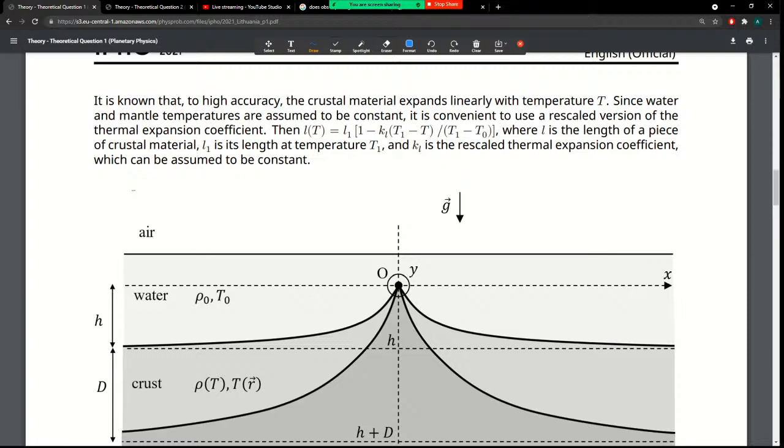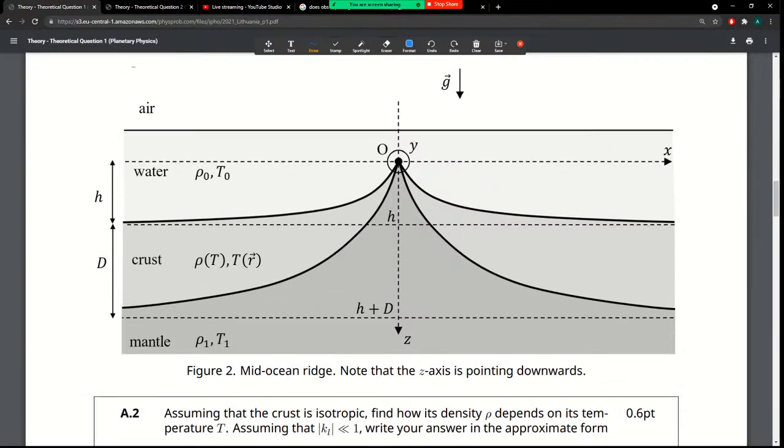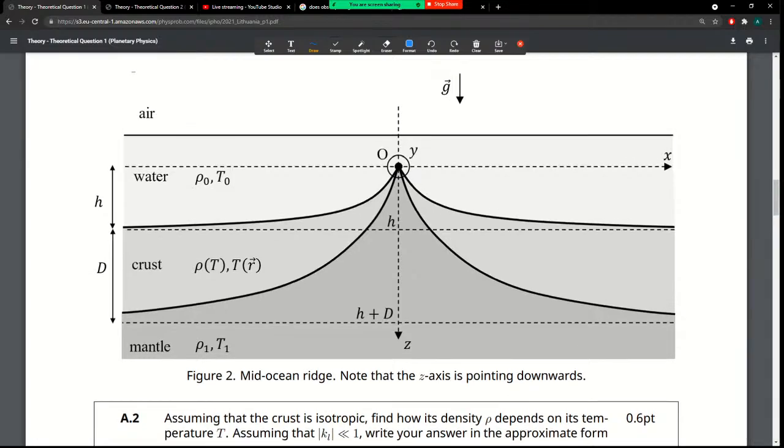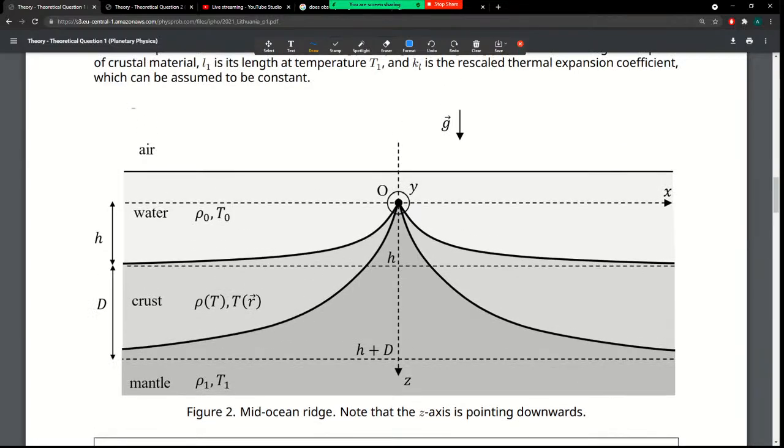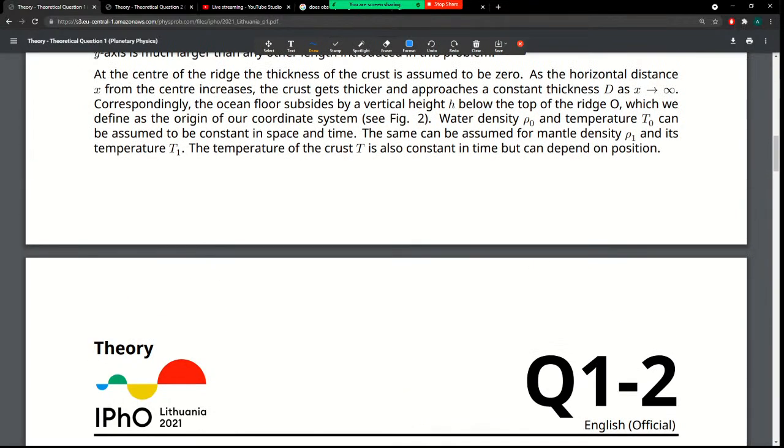I guess, yeah, that's true. But I guess the center is where the water, the crust, and the mantle all meet at one point, so like point O. We can assume it is finite but very large compared to H and D. So then this can make sense. Okay. Yeah, that can make sense too.